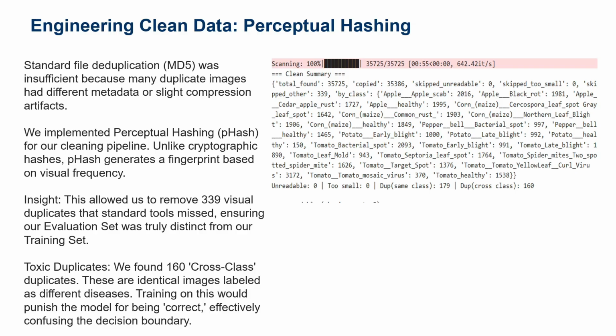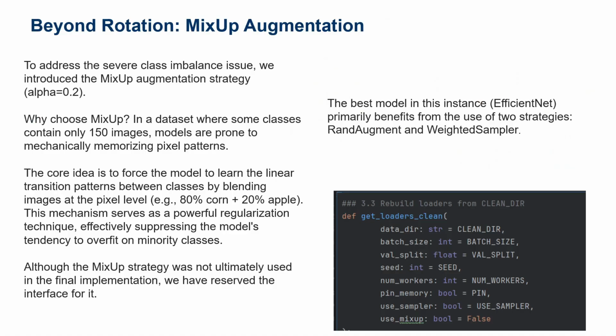To combat class imbalance, we explored mixup augmentation with alpha 0.2. Mixup blends two images and their labels, for example, 80% of one class and 20% of another. This prevents the model from memorizing small classes and encourages smoother decision boundaries.